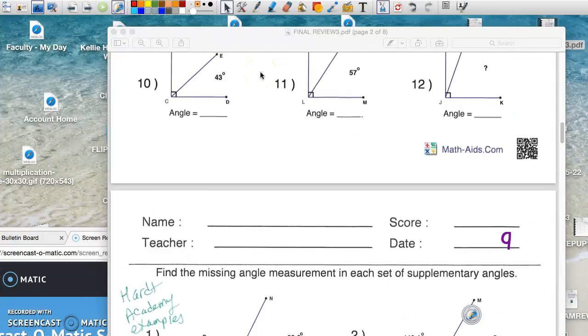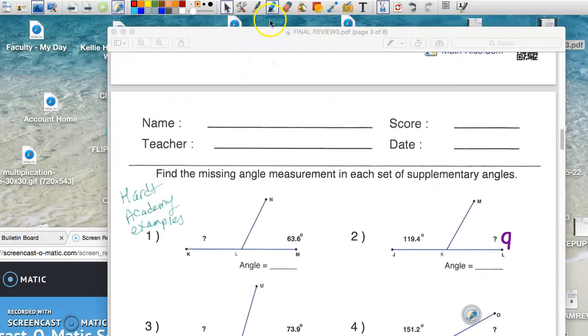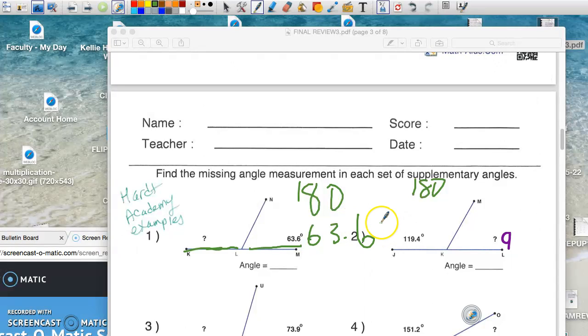Moving on. Next page is for supplementary angles. If you remember, supplementary angles are two angles that are put together to equal 180 degrees. So if this angle was 63.6 degrees, how much is this angle? I would take my 180 and subtract 63.6. Now, notice here that I put the decimal over here. If I were you, because you're doing this by hand, not by calculator, you should line it up like this.